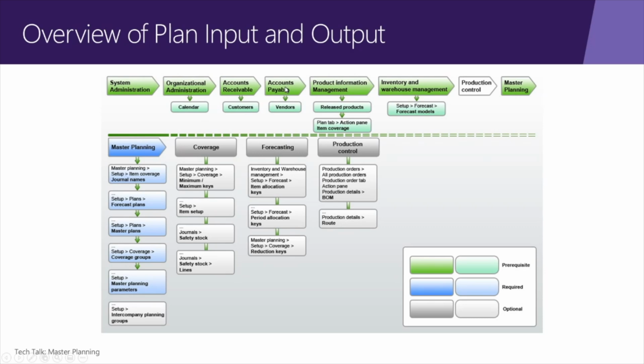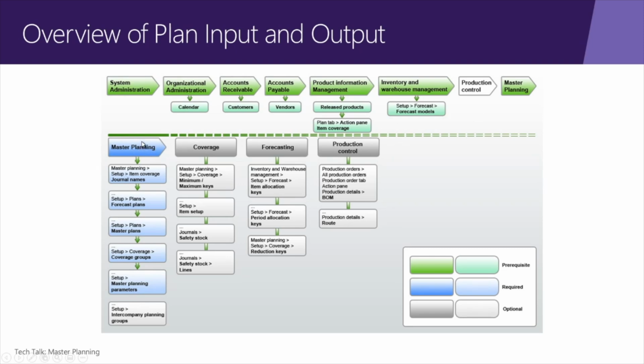We'll have to make sure accounts payable is set up, and the vendors are defined for all the items that we need to source. Product information management, that's where you're creating your released products and the various settings on the released product, for example, the coverage group default on that. And you'll have to make sure your inventory management module is fully set up. Warehouses are defined, the sites are defined. If you are doing any forecasting, then forecast models are defined.